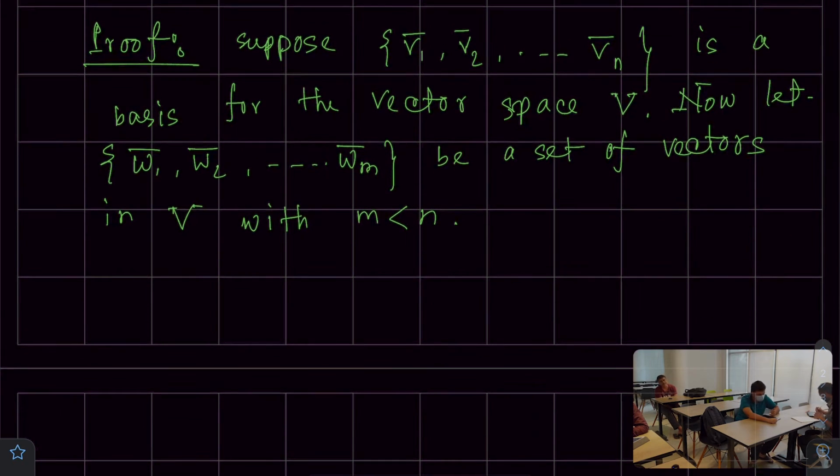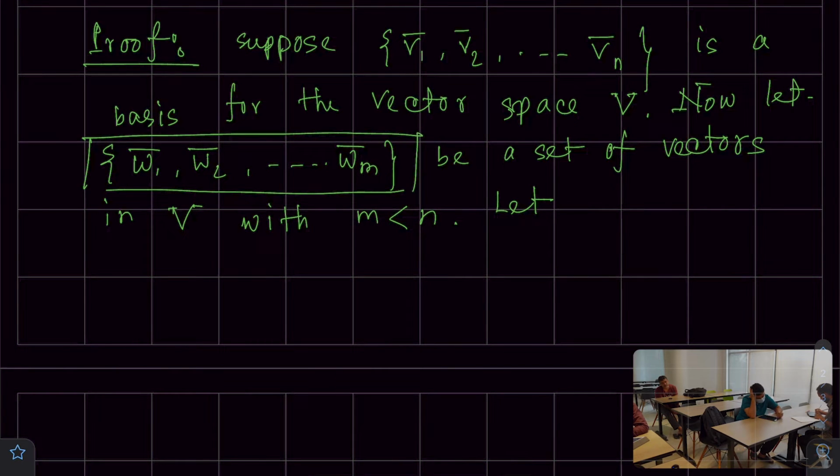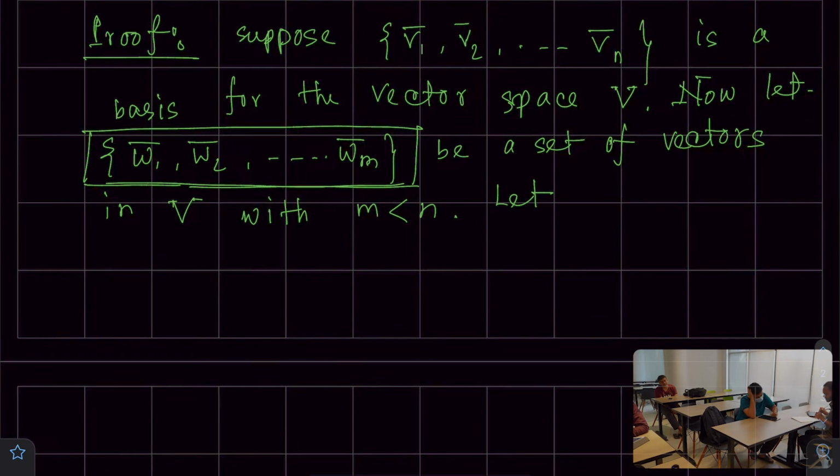Now let us proceed by contradiction. Let us consider this set actually spans the vector space V. So for the hypothesis, we are taking it as this set spans the vector space V. Then what we can write is, I can write all these vectors by the linear combination of this set, right?